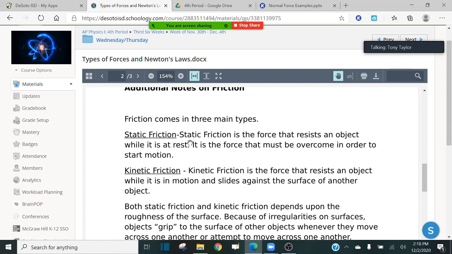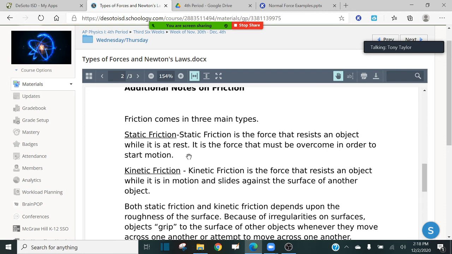So what is static friction? Static friction is the force that resists an object while it is at rest. It is the force that must be overcome in order to start motion. Okay. Kinetic friction is the force that resists an object while it is in motion and sliding against the surface of another object. Okay. So in a nutshell, guys, static friction is the force that acts on your object while the object is at rest. Kinetic friction is the force that acts on your object while the object is in motion. That's the important difference between the two.